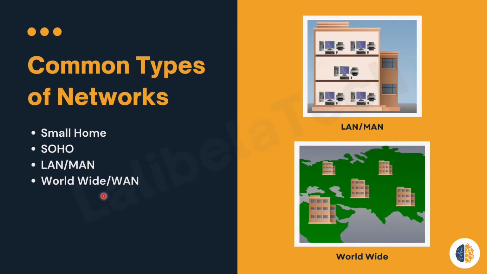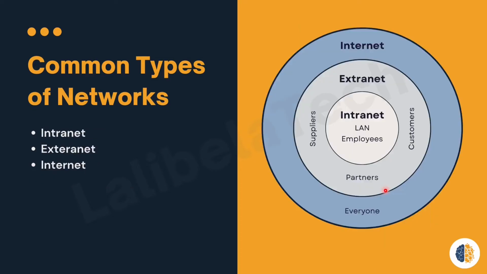WAN, or Wide Area Network. A WAN connects LANs over a wide geographical area, such as between cities, states, provinces, countries, or continents. It is typically owned and managed by large corporations or telecommunication service providers or ISPs. WANs provide slower speed links between LANs. Next, we will discuss the other category of the common types of networks.